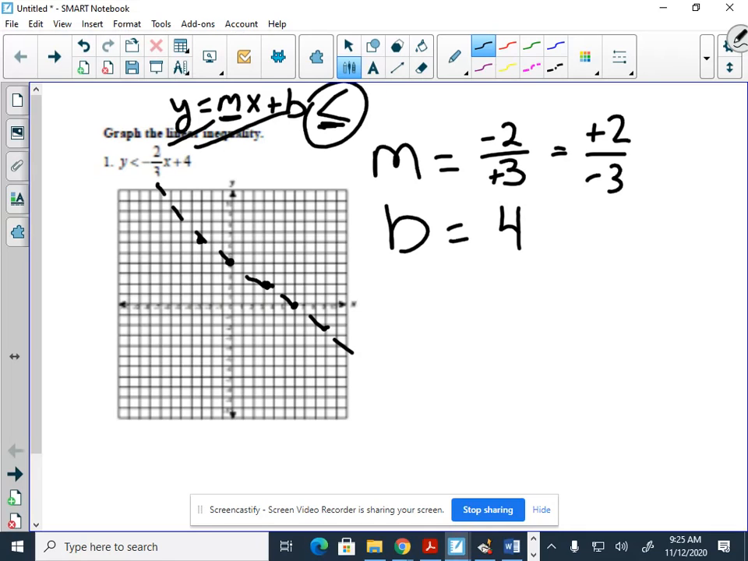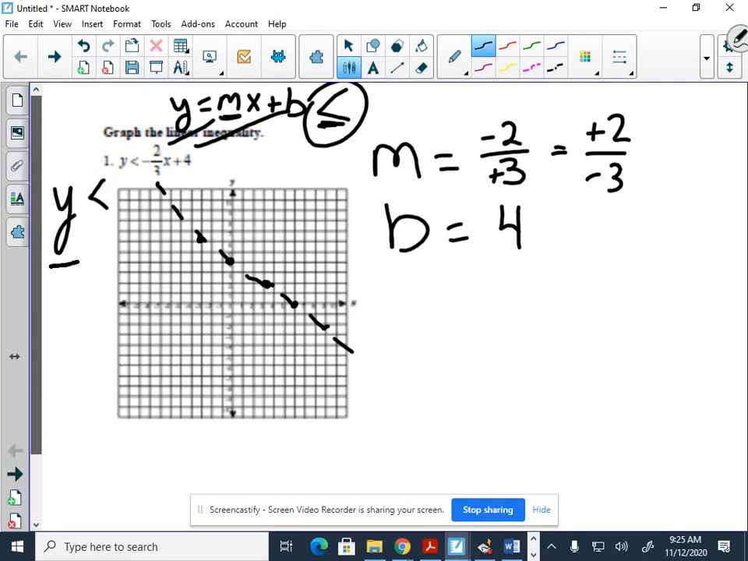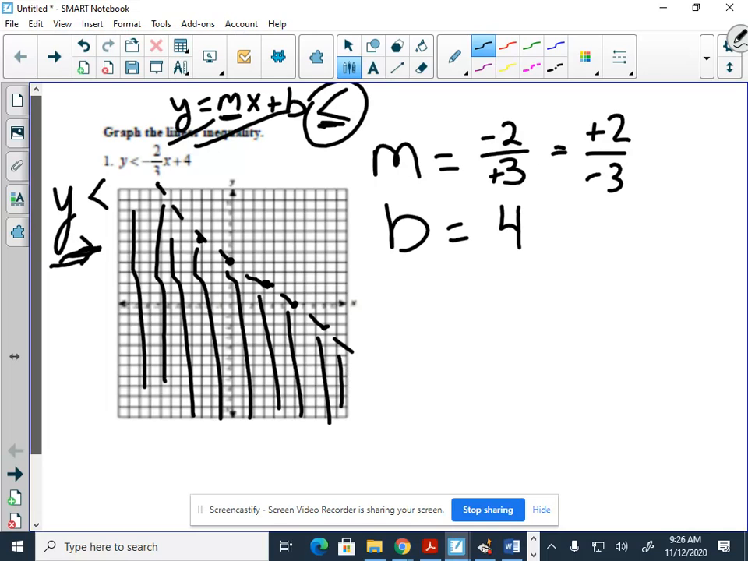Okay, now we have to decide as we read this thing. We talked about it in the lesson. As I go from left to right, I hit the smaller side first here. We read in math from left to right. So y is less than. So if I put my pencil on here, am I going to shade up or down? Because the y's are less, so I shade down. So these are the areas that would work.